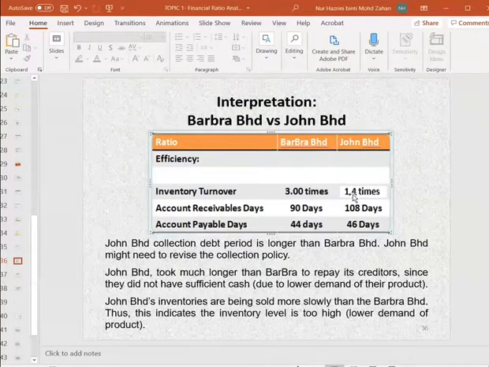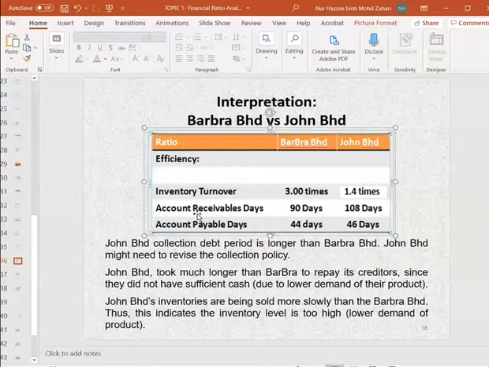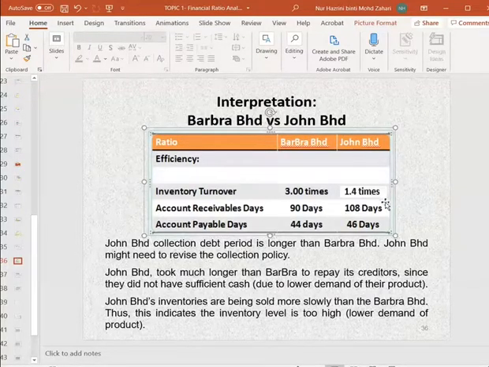So for inventory turnover, Barbara has 3 times in a year, John Berhad 1.4 times. Then for account receivable days, Barbara takes only 90 days to collect back the account receivable, the debtors, and John Berhad took longer. Account payables also, Barbara took only 44 days to pay back the account payable, but John Berhad took longer.